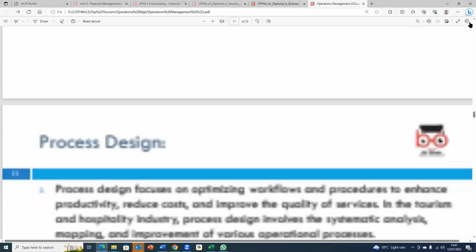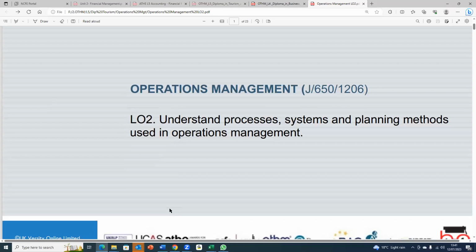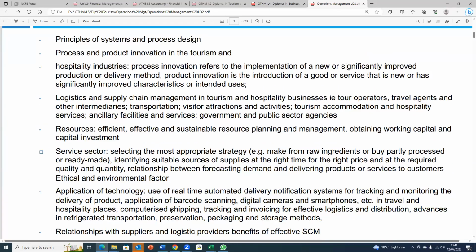Going back to LO2, we said we were going to look at processes, systems and planning methods used in the operations management of the hospitality trade. Today we looked very quickly at the principles of systems and process design. We looked at product innovation. For example, you need new goods and services in tourism to stay ahead of the game and remain competitive.